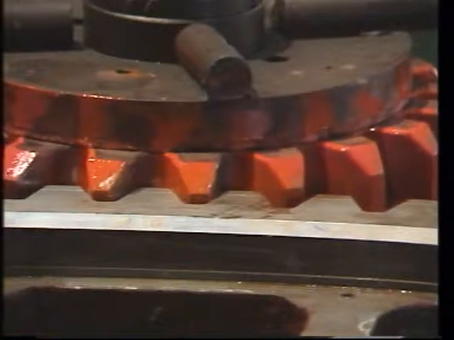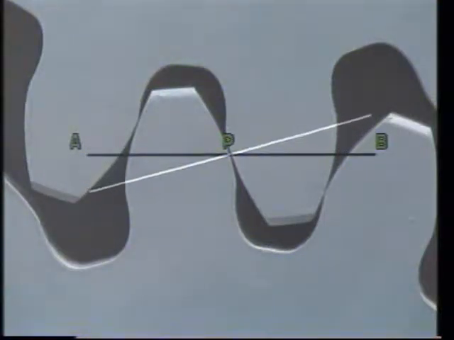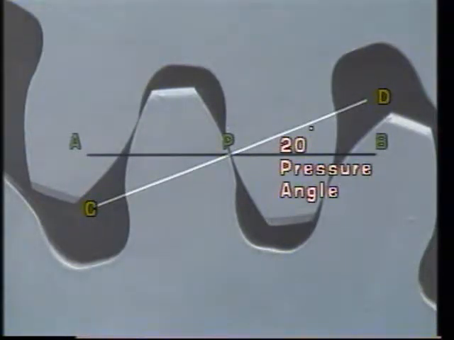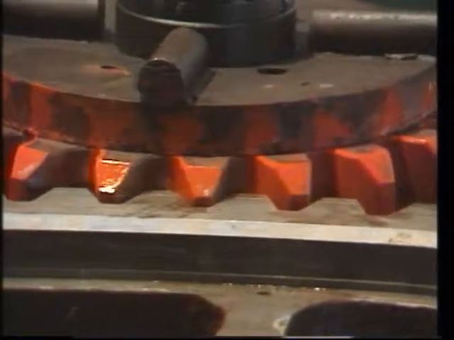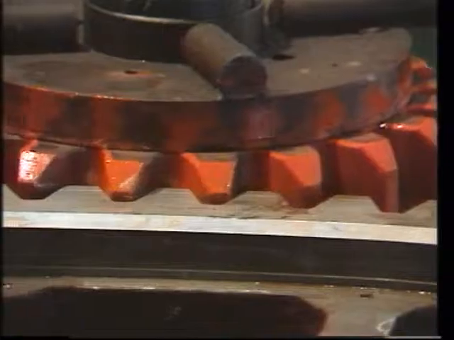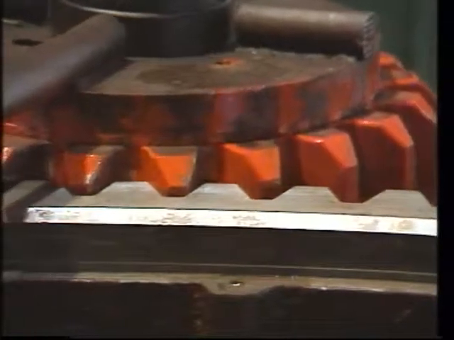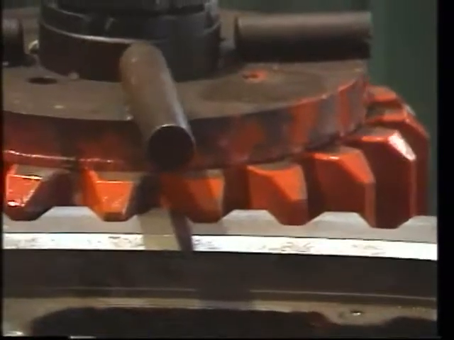When mesh teeth are in action, the contact and pressure take place at the pitch point P. The line of action takes place at an angle to AB. This angle is called the pressure angle. It is normally standardized as 20 degrees for all practical purposes. The pressure angle decides the minimum number of teeth necessary for continuous engagement to have good contact with full tooth depth.